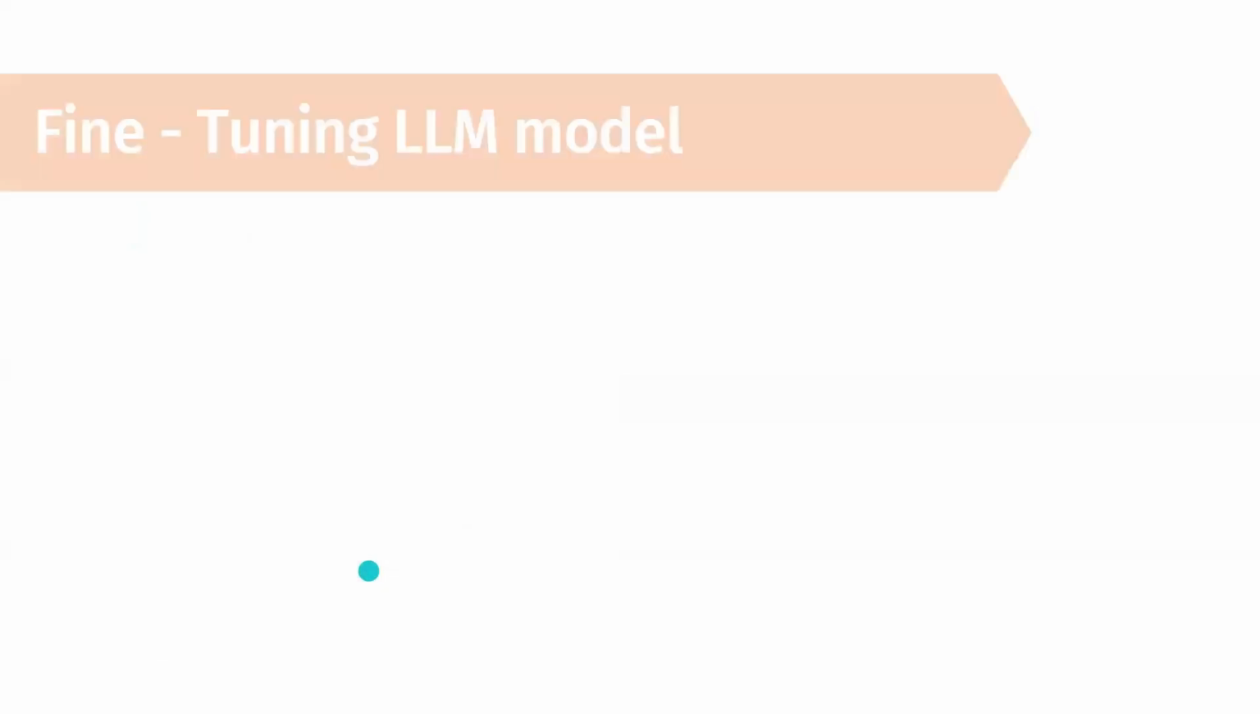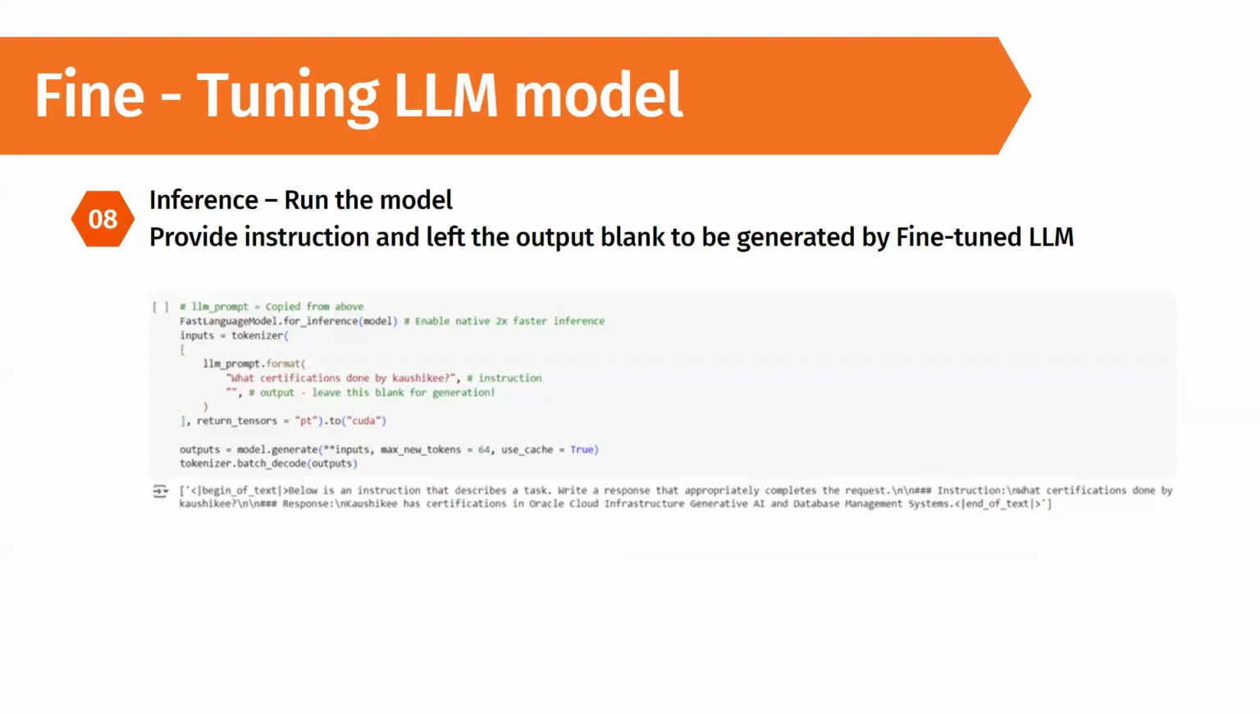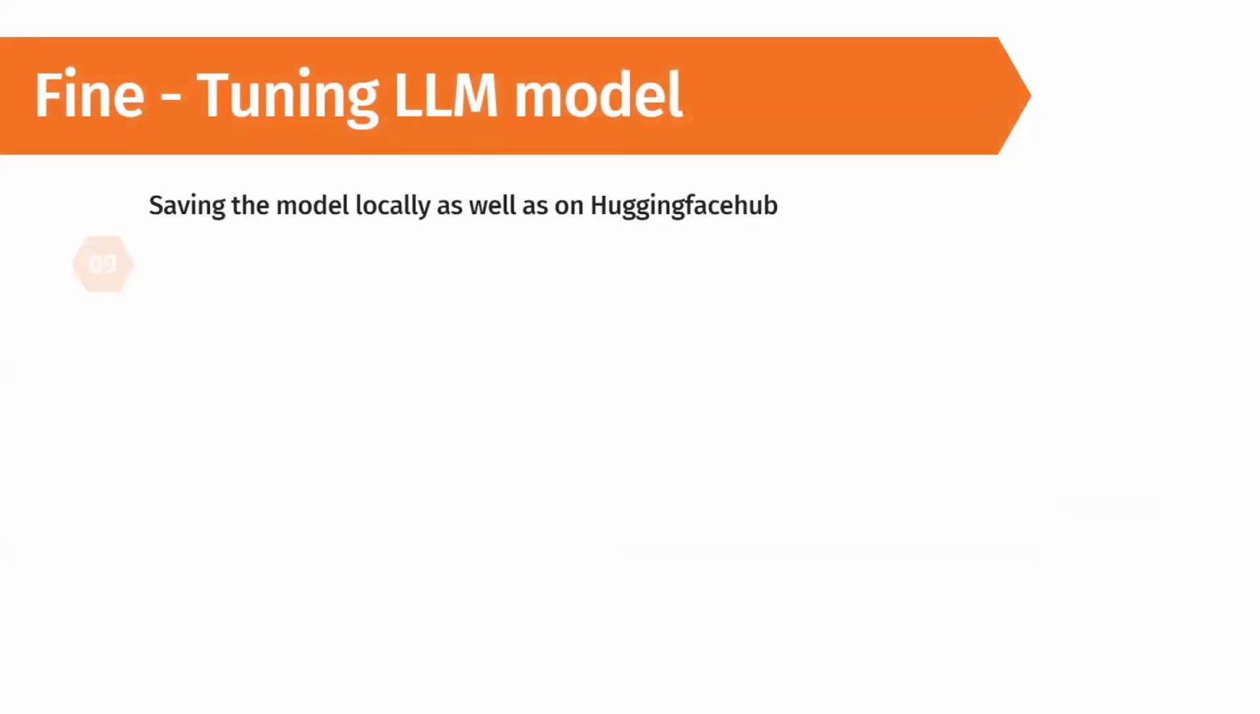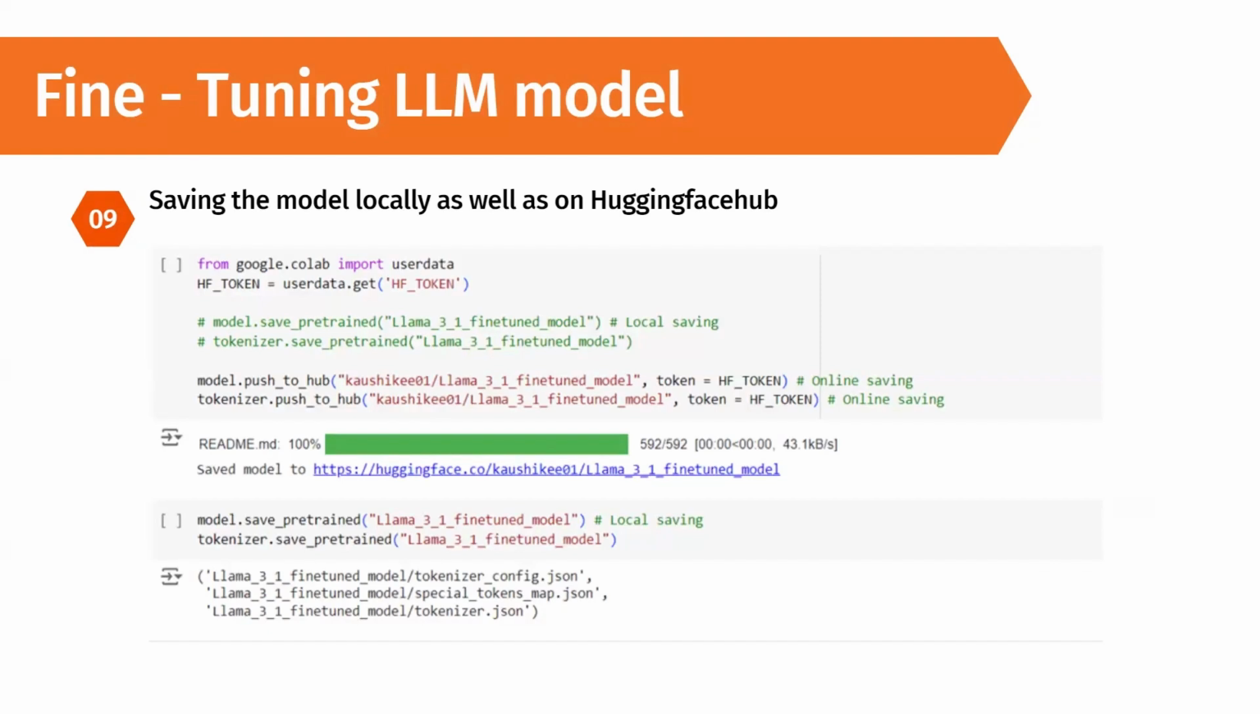Now, after training the model, let's check the inference of the model by providing the instruction and putting the output value as blank, which will be generated by the fine-tuned model. Now, after training and inference, saving the model locally as well as on the HuggingFace hub.